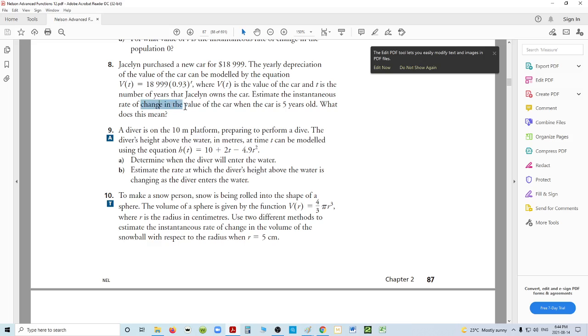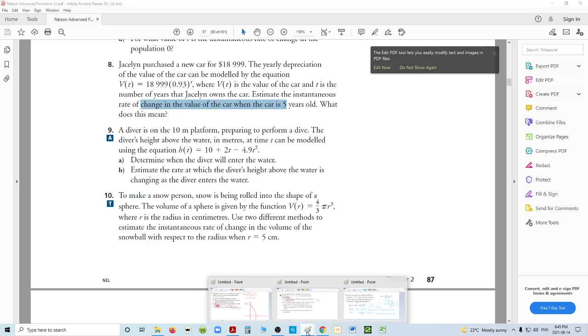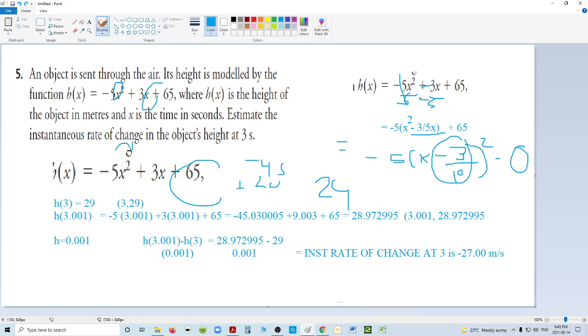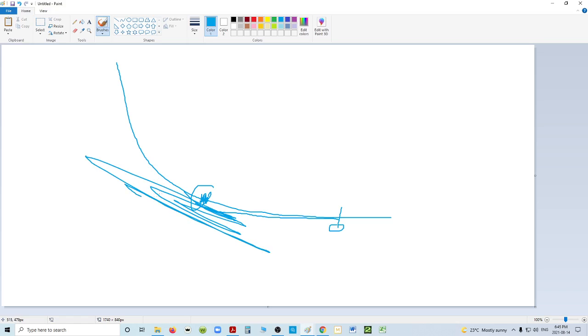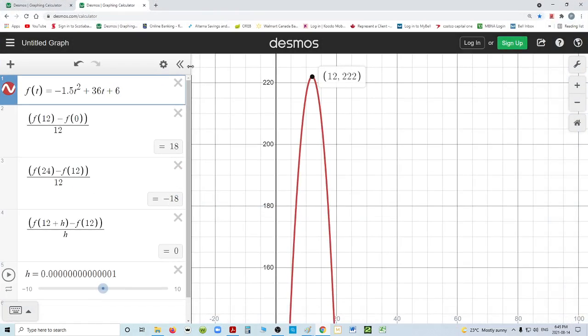Estimate the instantaneous rate of change. So how quickly is the car losing value when it's 5 years old? Well, understand again what decay curves are measuring. Decay curves go down like this, and right here is when it's going to have its max value, and after 5 years it won't be losing as much value as it is in the beginning. In the beginning it's losing the most value, and then it's kind of leveling off. So let's have a look at this curve.